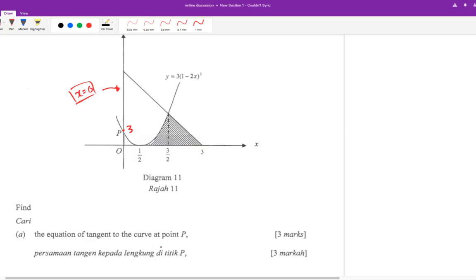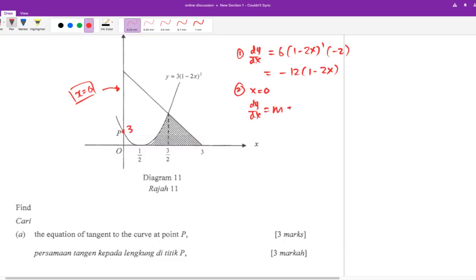Then in order to get the equation of the tangent, step 1 is you do dy/dx. Move the 2 in front, you will get 6(1 minus 2x) to the power of 1, and then differentiate whatever is inside the bracket, you will get negative 2. So after you differentiate, you get negative 12(1 minus 2x). The second step is you substitute the x value into dy/dx. The x value in this case is 0 because P is on the y-axis. So my dy/dx, which is my gradient, equals negative 12(1 minus 0), which is negative 12.